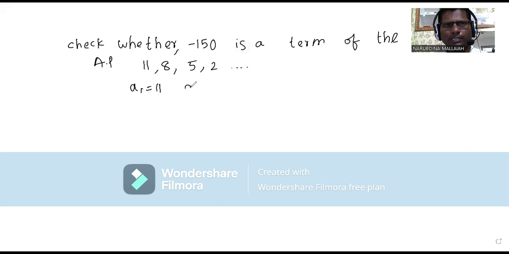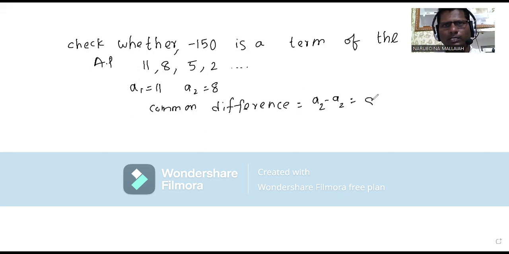Second term, that is A2, 8. I am finding the common difference. We know the formula for that: A2 minus A1. A2 is 8, A1 is 11. So 8 minus 11, that is minus 3. What do we write? Minus 3.